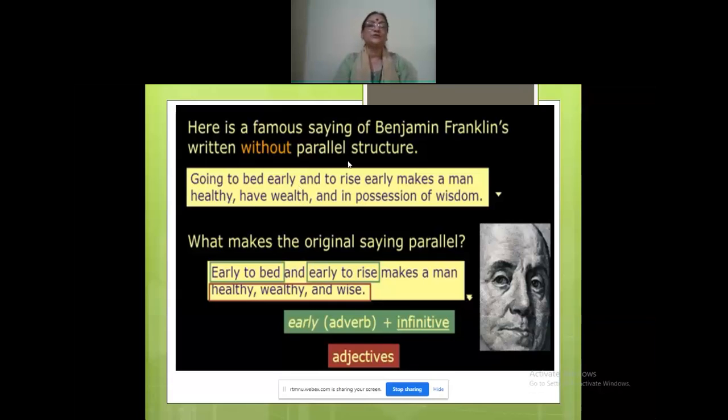So what happens is in the spoken English, we may speak like that. Going to bed early and to rise early can definitely make a man healthy. The person can have wealth and the person can be in possession of wisdom. Definitely, you can say that. But when it comes to written words, you're putting it in black and white, then the error just glares. And that is something which we cannot afford to do.